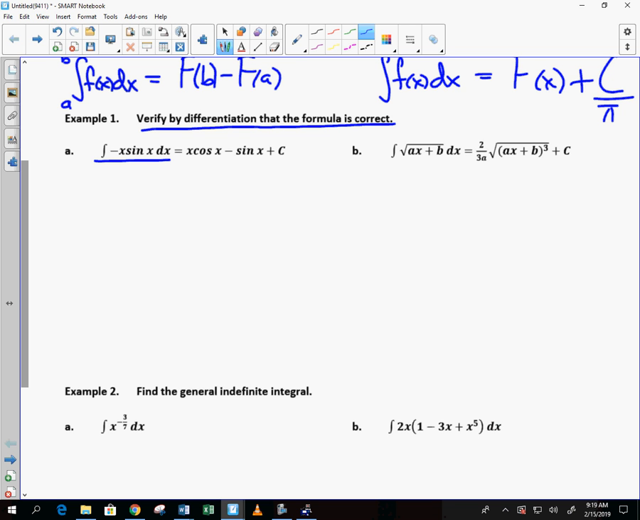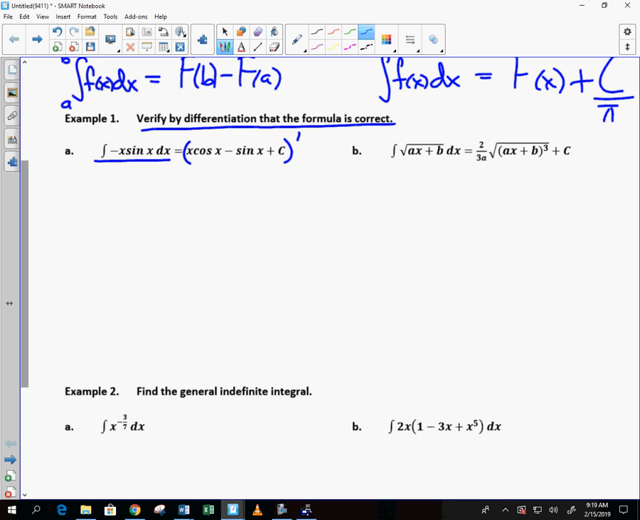And what we've learned is that what we want to do is we want to take this and take the derivative of it. And when we take the derivative, what should we get? Negative x sine of x. Okay, so that's what this means. Verify by differentiation that the formula is correct.